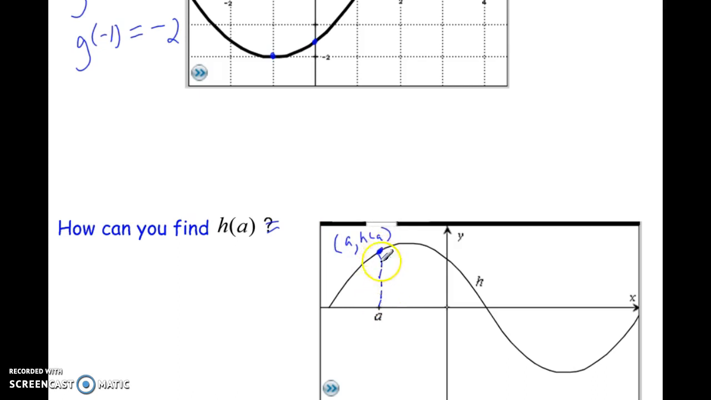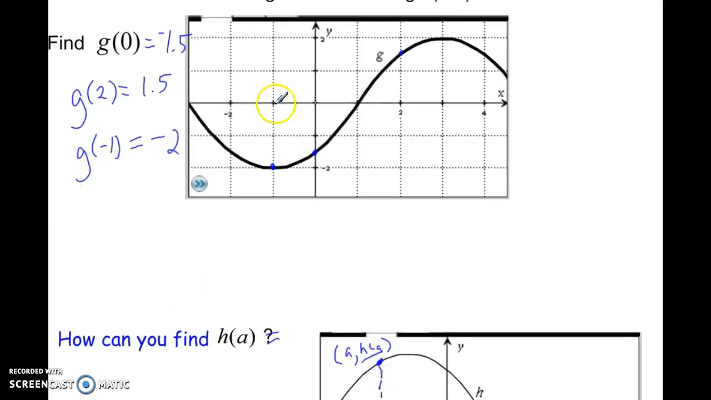H of a is the vertical distance. It's the y value of that point. So think of that as a vertical distance. Whatever that vertical distance is, that's h of a. Just like here, whatever this vertical distance was, although it's in the negative here, it's the distance of negative 2 there, a distance of 2 in the negative direction.